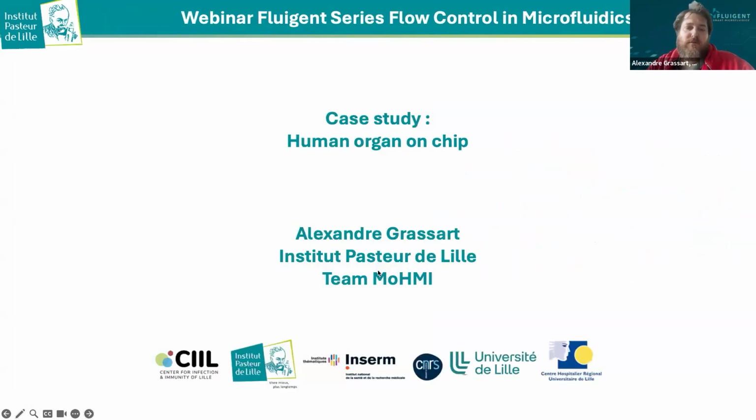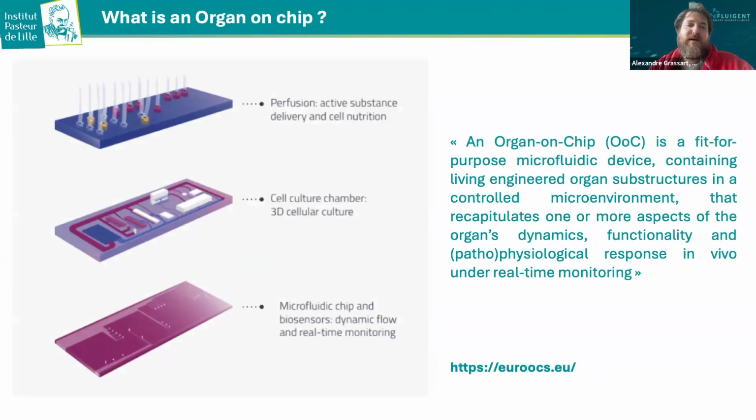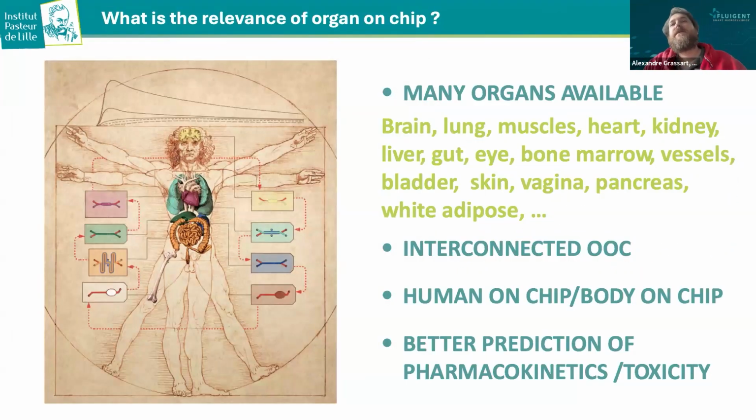So, well, there's some bugs. Sorry about that. Nowadays almost all organs can be mimicked using these systems. And one of the main advantages is that you can interconnect organs, at least two. And so you can start to recreate the physiology that is happening in vivo, which was impossible to do with a conventional in vitro system.